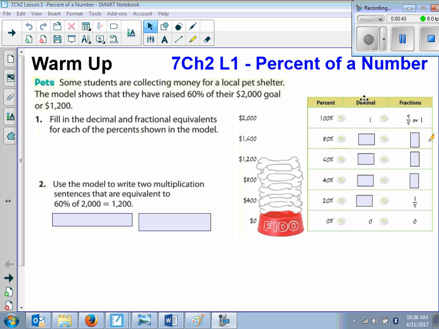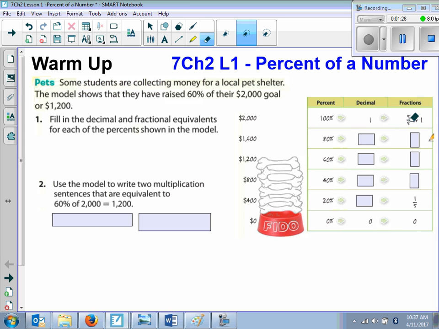So here we're going to, number one says, fill in the decimal and fractional equivalents for each of the percents shown in the model. So if I look at 100%, the decimal equivalent is 1. How do you think that they went from 100% to the decimal equivalent 1? Here, we take the decimal at the end of the 100. We're going to move that decimal 2 places to the left, and we're going to take away that percent sign. That gives us 1.00, or just 1. Is everybody clear with that?